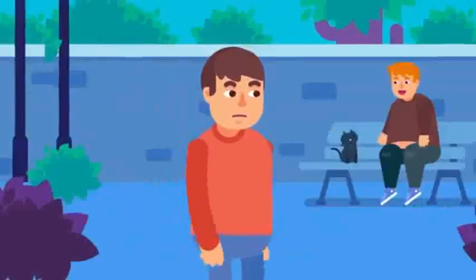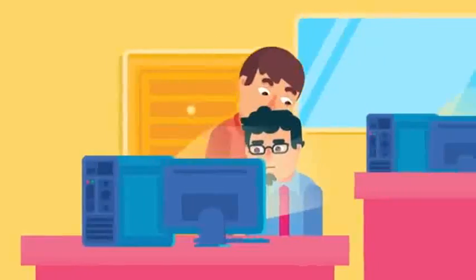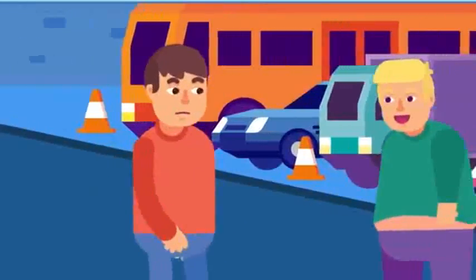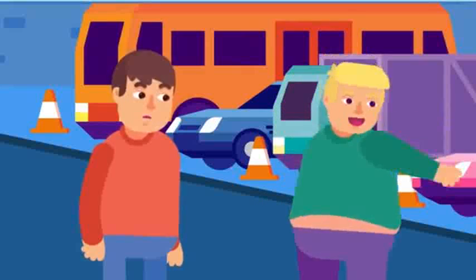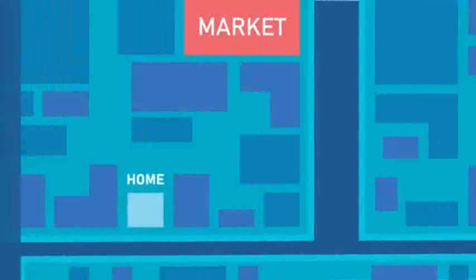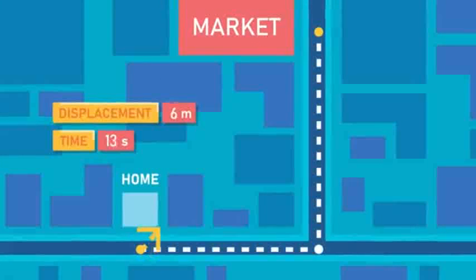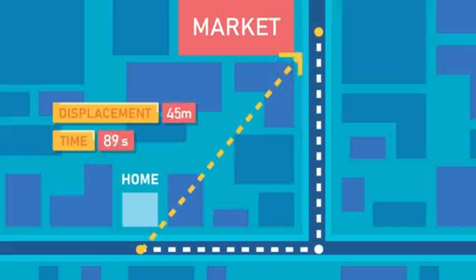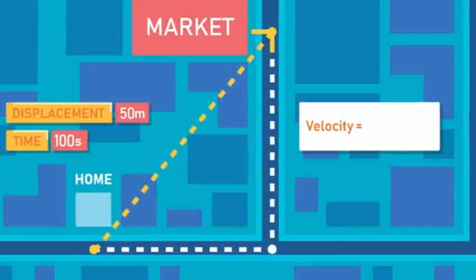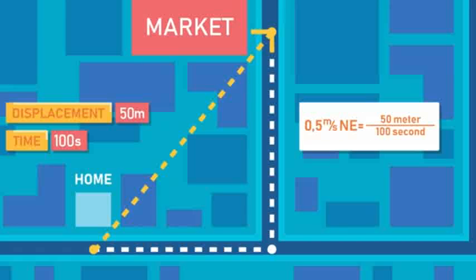Velocity, on the other hand, which is defined as the rate at which an object changes its position, consists of both magnitude and direction. It can be calculated by measuring the rate at which an object is displaced in a particular time period. Velocity equals displacement over time. In our example, this would yield 0.5 meters per second northeast. Don't forget to write the direction, as velocity is a vector quantity.